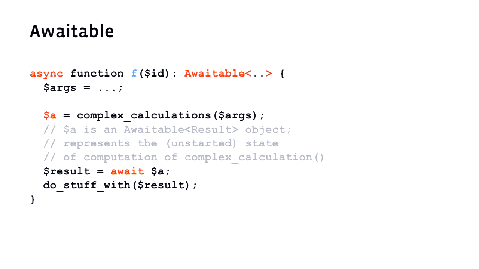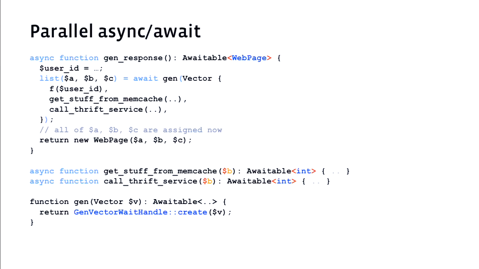The awaitable thing is worth mentioning. So let's say that you change the code for f to look like the following. You have the arguments. You make the call to complex calculations without doing an await, and then you define the variable $a. While that is happening, $a is an awaitable object. So it represents the unstarted state of the computation of the complex calculations. We haven't actually executed the work of complex calculations. We've just said, all right, we have a handle, we have an awaitable, and at some later point, we will await it. So this is a pretty complex slide, so I'll give you a second to read it.